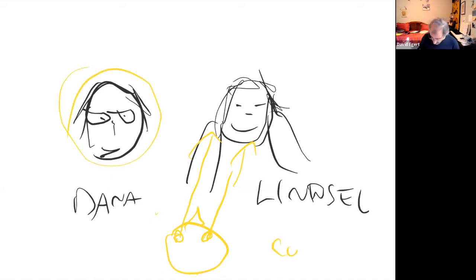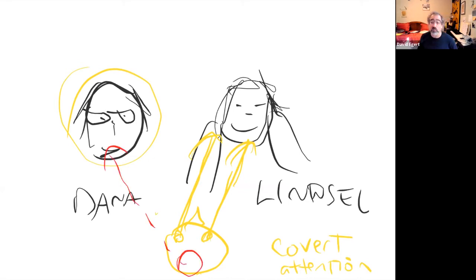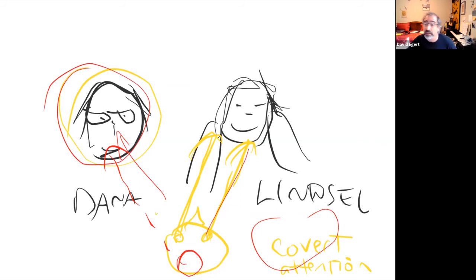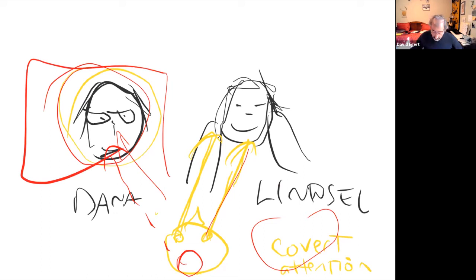So we call this covert attention. I'm looking at Lindsay, but really in my mind, I'm focusing on what's happening out on the side of my visual field where Dana is. It's covert because it looks like I'm paying attention to Lindsay, when in fact I'm paying attention to Dana. It turns out when you do this, it changes how much of your primary visual cortex is allocated to process information about the area of space where Dana is, as opposed to where Lindsay is.